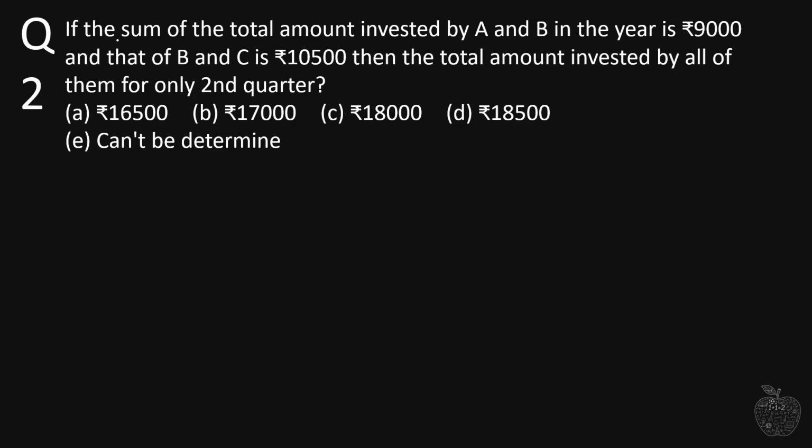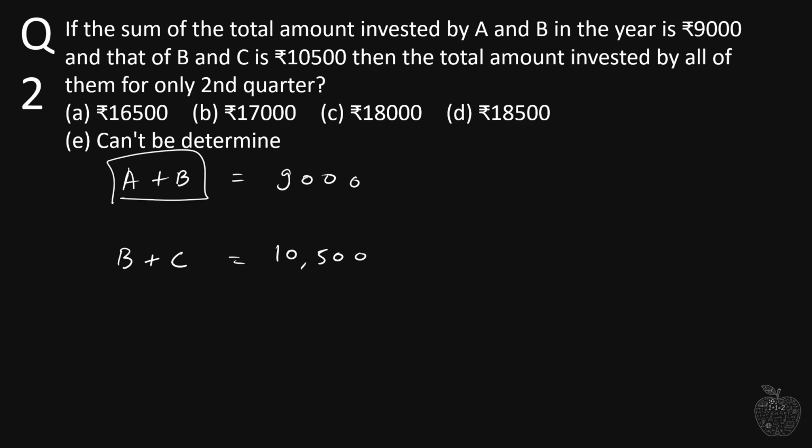All right, now we are given that the sum of the total amount invested by A and B here is 9,000, so A plus B is 9,000. And B and C is 10,500. So the total amount invested by B and C here is 10,500. Now let's go back and see the total investment of A and B here.